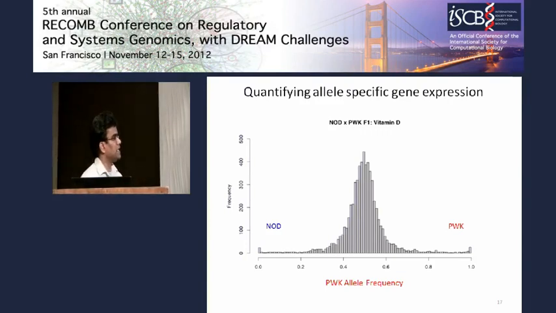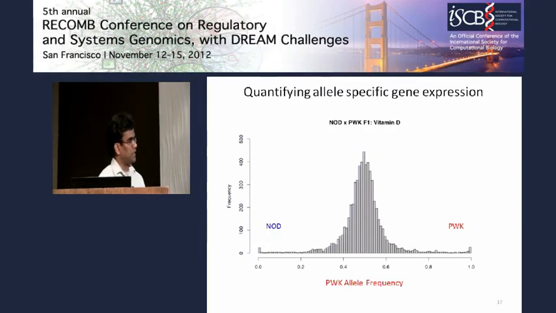So you can see that allele-specific expression is prevalent. Around 0.5 is the region where the majority of genes do not show any allele-specific expression. From this histogram, you can see that allele-specific expression is prevalent, and also that it is quantitative in nature. It's not just NOD or PWK, but there are also genes somewhere in between.